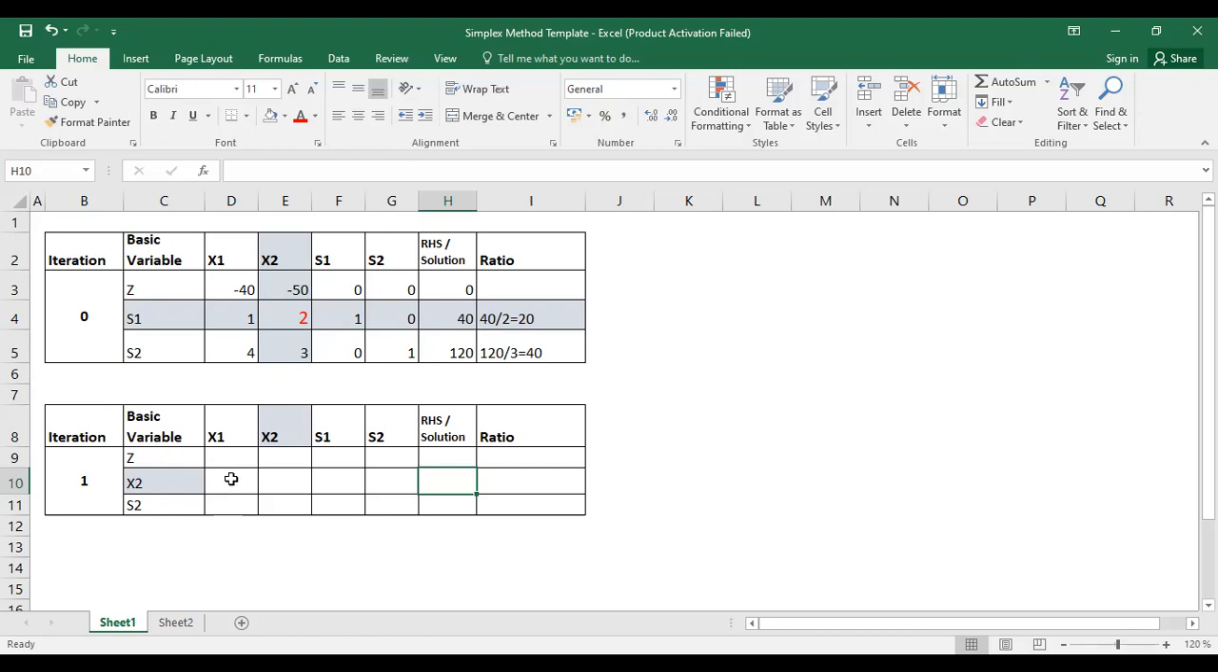So let's do it. The first x1 value will be 1 divided by 2, which gives us 0.5, right? Then the next cell will be 2 divided by 2, so that will be 1. We'll have again 1 divided by 2, so 0.5. Then we have 0 divided by 2, which is 0, and 40 divided by 2, which will be 20.